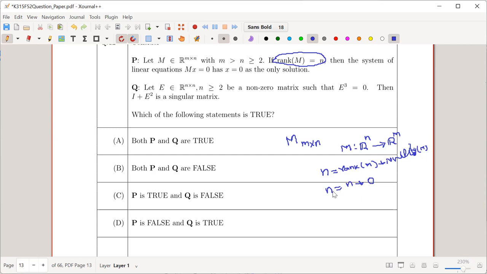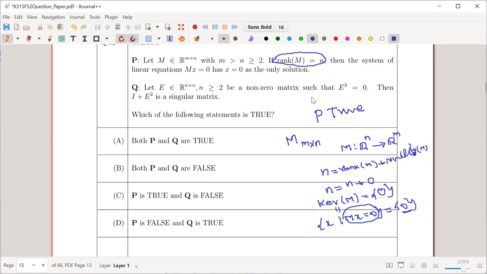Nullity 0 means the kernel contains only the zero vector. Because the dimension is 0, the kernel of the transformation M contains only the singleton 0. The kernel is the set of all vectors x such that Mx equal to 0, and we proved that this is nothing but the singleton 0. Therefore, 0 is the only solution for the system Mx equal to 0. Therefore the statement P is always true.